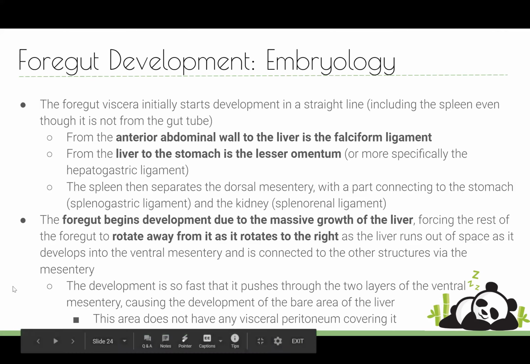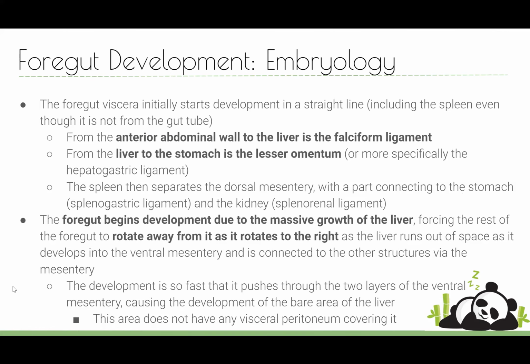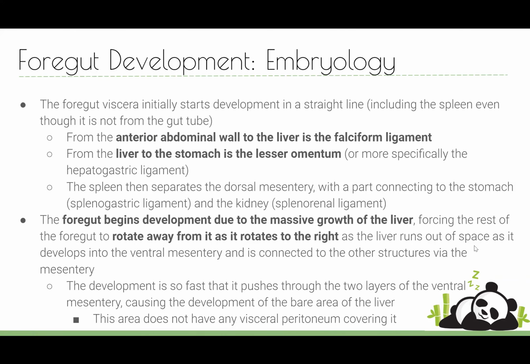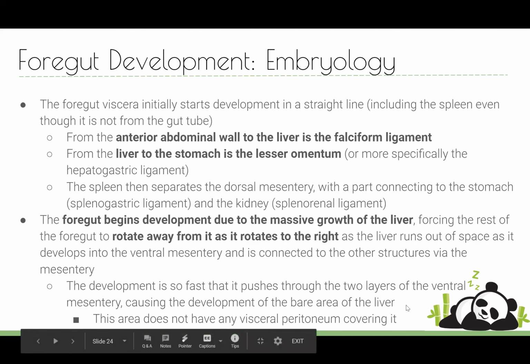Okay, so how the foregut develops is due entirely to the liver. And hopefully Professor Lazarus did that dance thing with you guys still, where she gets people to dress up and embarrass themselves. But effectively, the liver will grow and force everything else to rotate away from it as it takes up too much space. So the liver will rotate right as it grows towards the right and will therefore pull everything else to the left as it develops into the ventral mesentery, and all the other structures just run out of room.